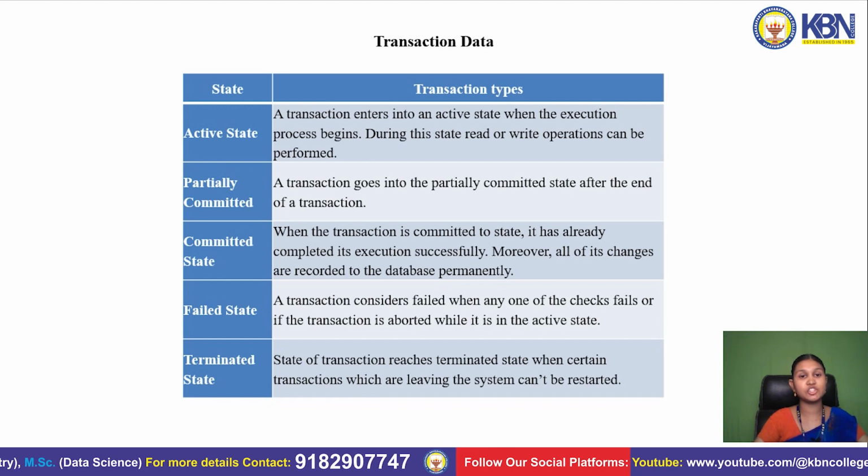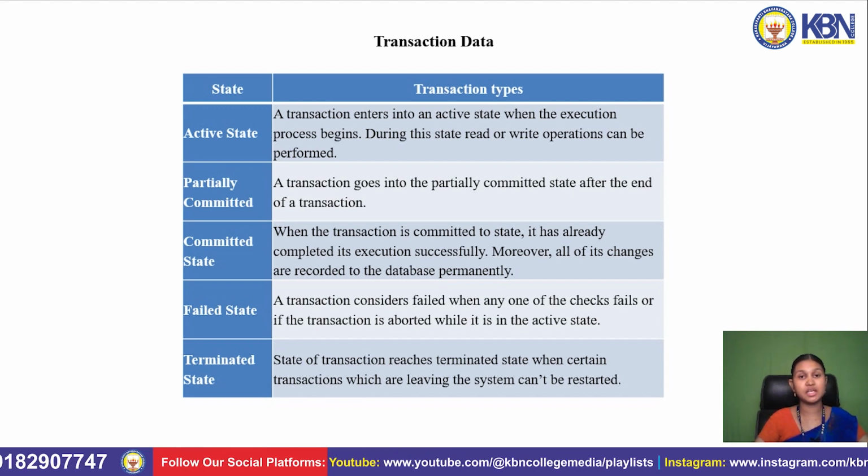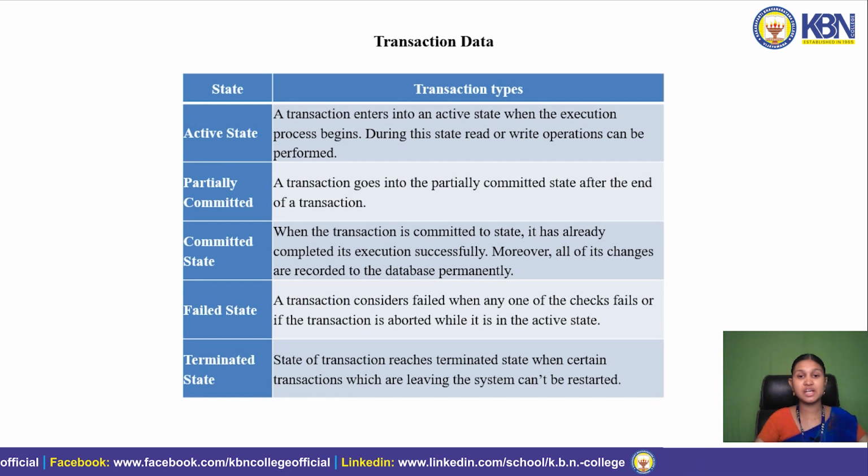Next one, partially committed. A transaction goes into partially committed after the end of the transaction. Next one, committed state. The transaction is in the committed state when it has already completed its execution successfully and its changes are recorded to the database permanently. Next, failed state. This state occurs if the transaction fails or is aborted. It means it is not in the active state. Next one, terminate state. Transactions in the terminate state are leaving the system and cannot be restarted.